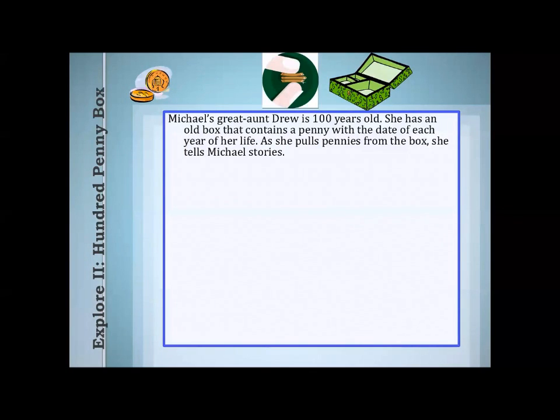Michael's great aunt Drew is 100 years old. She has an old box that contains a penny with the date of each year of her life. As she pulls pennies from the box, she tells Michael stories. We're going to answer these questions.